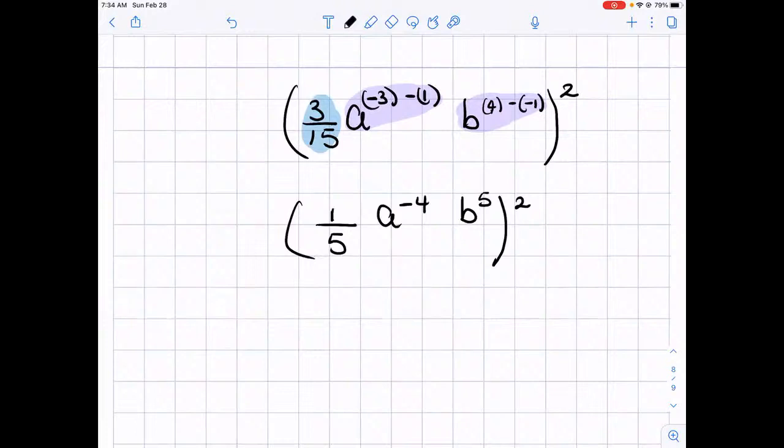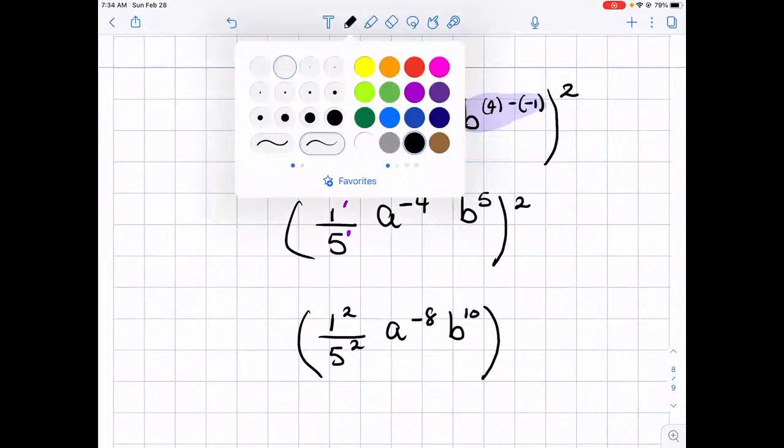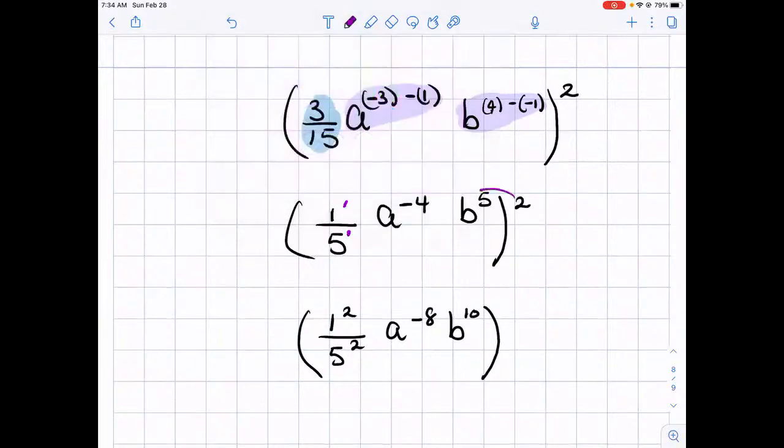So now there is nothing else in the parentheses, so now I can distribute my powers. Keep in mind there is still a 1 there, right? So what do we have? If I distribute, this becomes 1 to the second power over 5 to the second power, a to the minus 8 power, and b to the 10 power. What I did, I distributed to all of the powers.